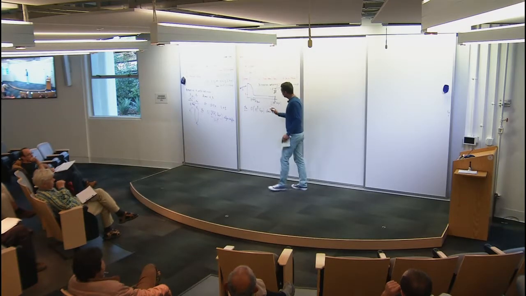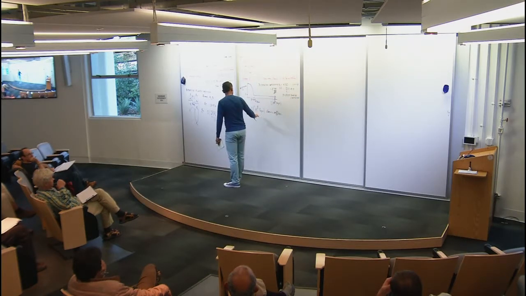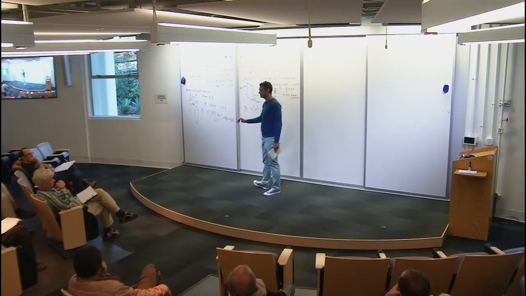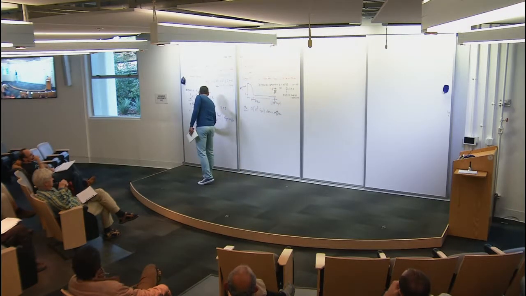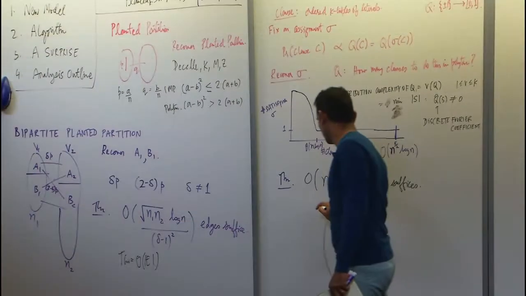So this is it. Oh, I should mention, the running times of both of these are linear in the number of edges. So that's the fast part. So time in both cases is order of the number of edges, order of the number of clauses.